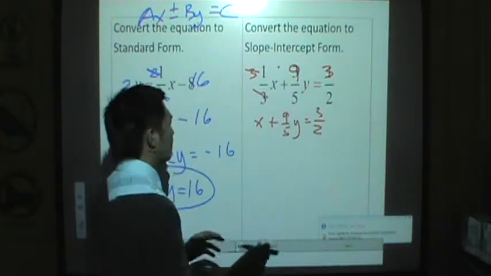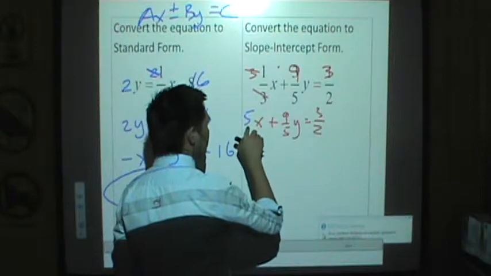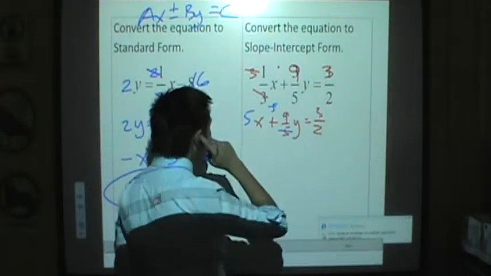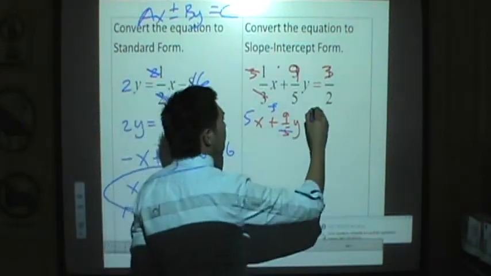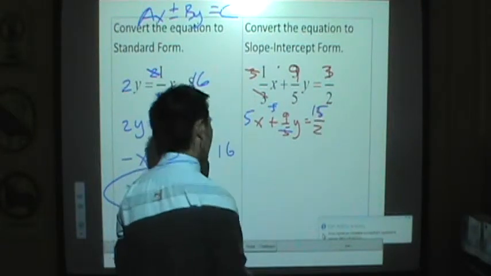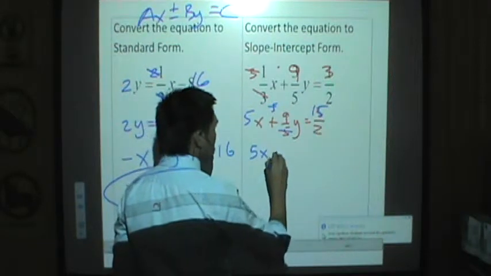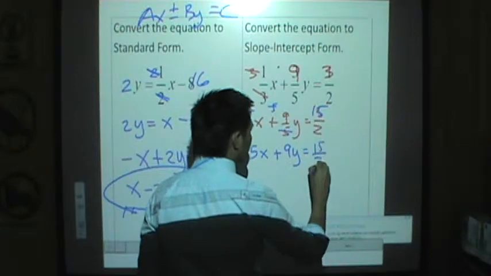Okay, to get rid of the 5, we have to multiply the rest by 5. So x times 5 is 5x. Multiply that by 5, get rid of the 5. Again, the reason why we're multiplying the rest by 5 is to get rid of that 5. And now we have this 3 times 5 is going to become 15. Okay, let's rewrite that. Here we have 5x plus 9y equals 15 over 2.